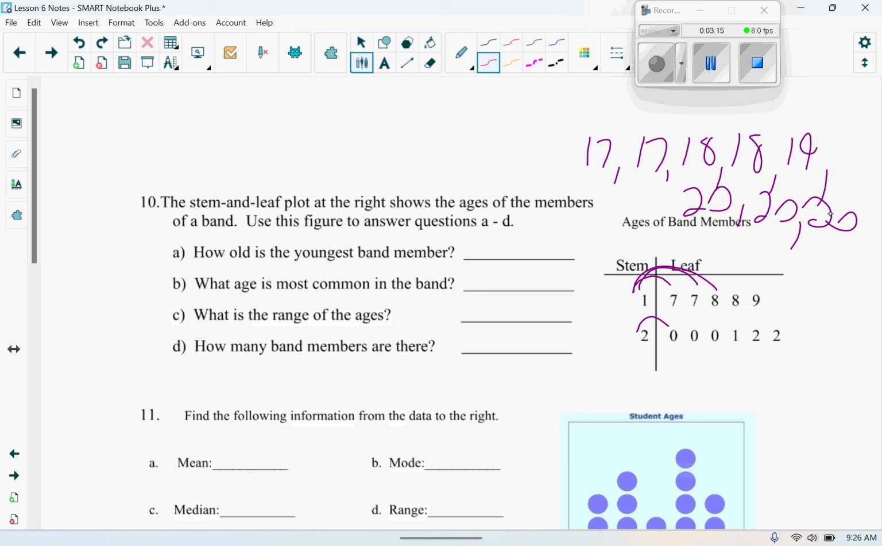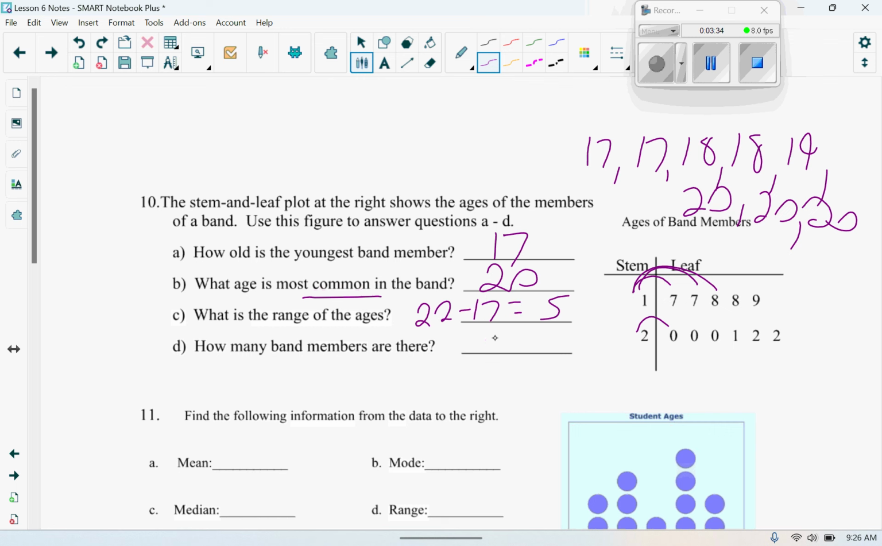Let's go ahead and answer the questions here. How old is the youngest band member? That's going to be 17. And then what is the most common? That's the mode, so that would be 20. What is the range of the ages? I'm going to say 22 minus 17, which is 5.